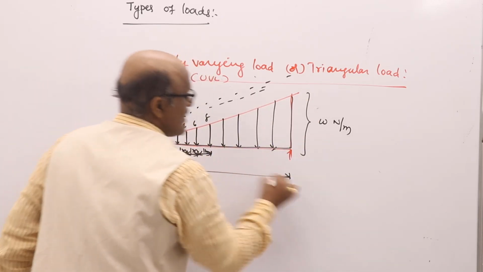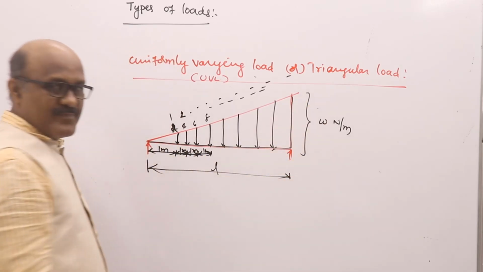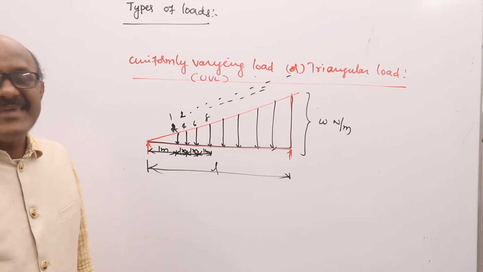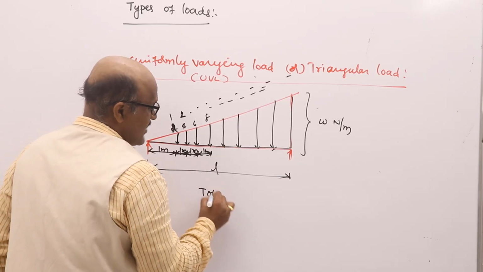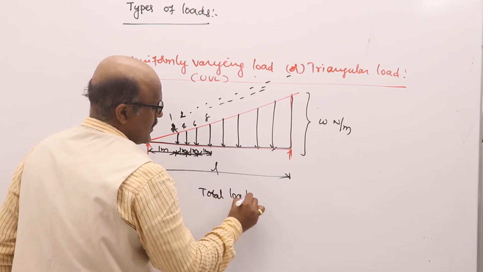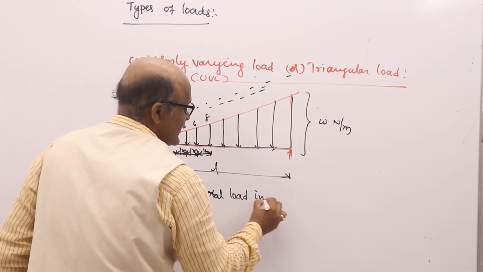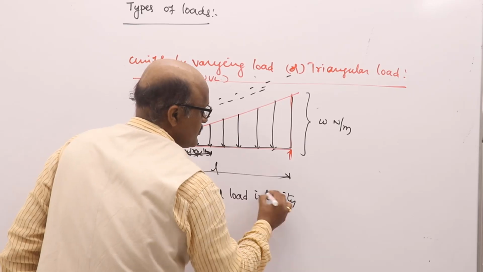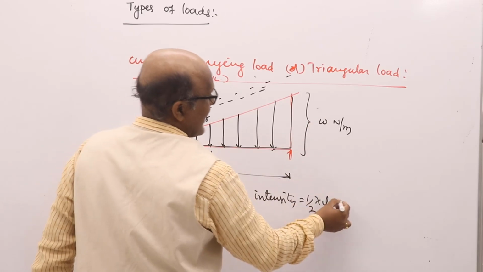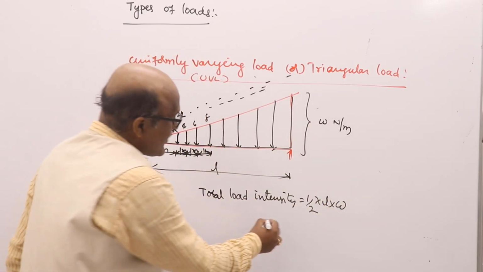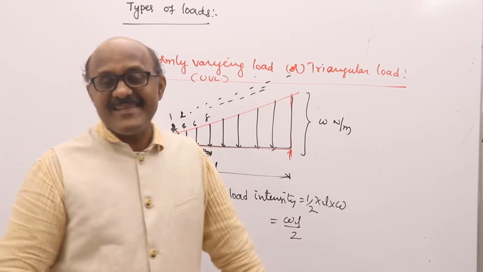Now the length of the beam is equal to L. This height is W newton per meter. What is the total load intensity? It is the area of the triangle. Because it is in triangular form, the total load intensity is equal to half into base into height of the triangle. That is equal to WL by 2, my dear students.